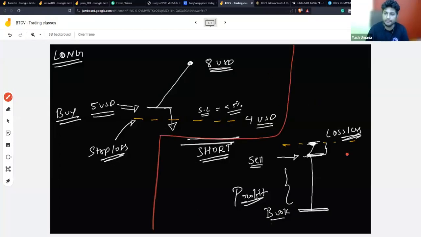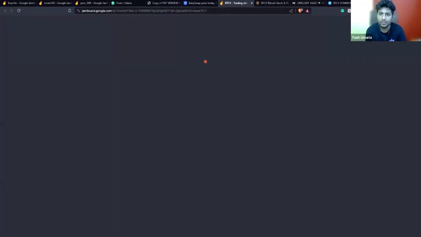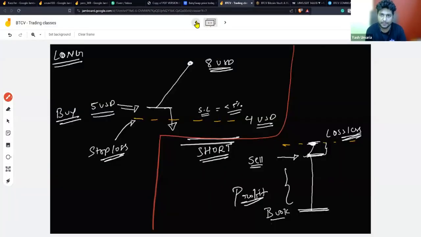So this is for the short position, this is for the long position, and basically stop loss means it stops your losses. The name itself says everything. It stops your losses. And as a trader, if you are in a good trade, let it run. But if you think the market is moving in the opposite direction of what you have expected, get out of the market as soon as possible. So that's a stop loss.